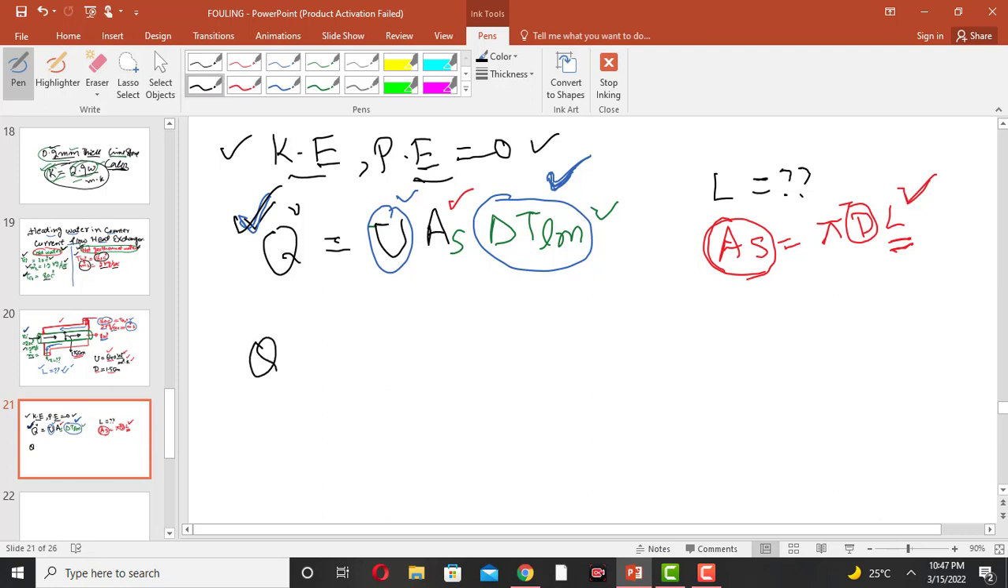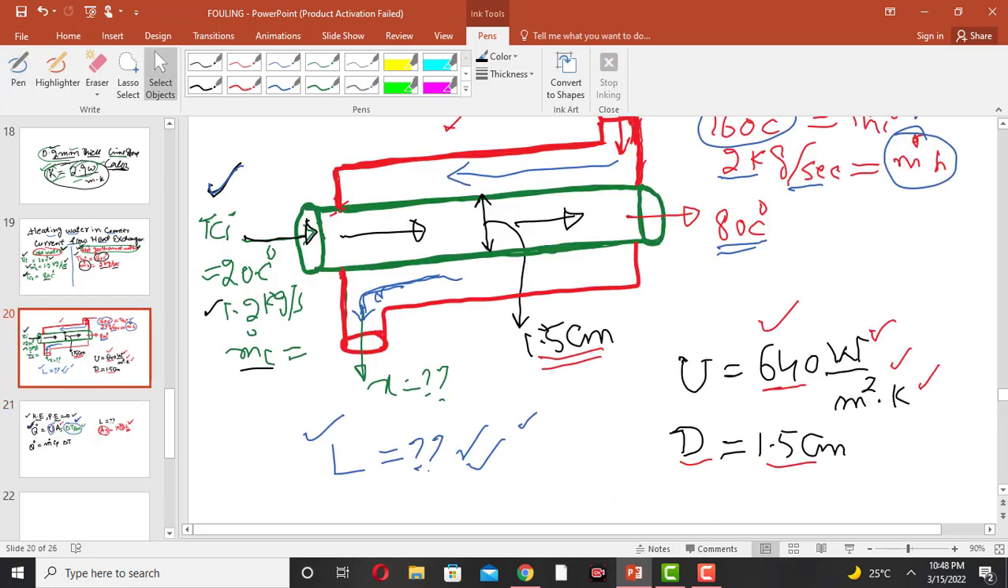So we know that Q is equal to mass flow rate into specific heat Cp into delta T. So when the cold water is flowing inside the tube, the mass flow rate is this one, and this is the temperature Tci, the inlet temperature of the cold water, and this is the outlet temperature of the cold water.